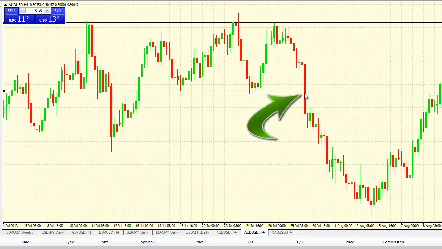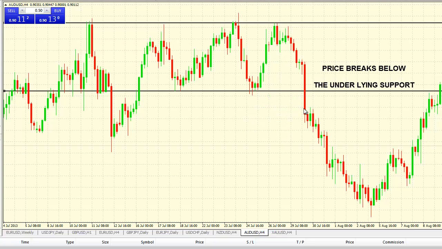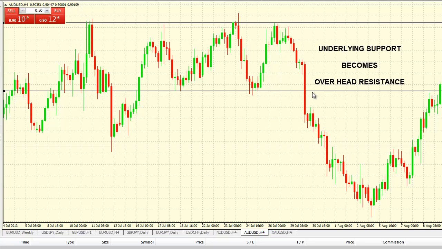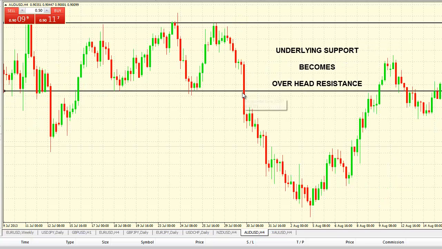As you can see, at this point, the price of the Aussie dollar came close to the underlying support level and broke below it. Therefore, now this level no longer will act as the underlying support and the price will continue to trend downwards. This underlying support now becomes the overhead resistance. As you can see, once the price made the low and started retracing back, the previous underlying support is now acting as the overhead resistance.